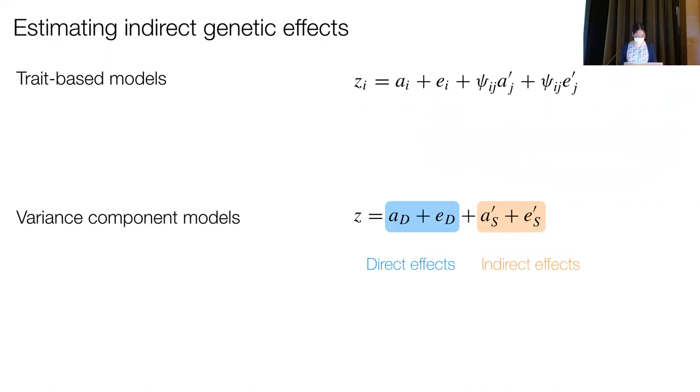And so the models that are actually more widely used empirically are variance component models. These derive from work by Dickerson, 1947, Willham, 1963, and Griffing, 1967. They have been developed into animal models, very similar to the animal models of Henderson, 1965. These models partition phenotypic variance into a direct component and an indirect genetic component. These two models are mathematically equivalent.